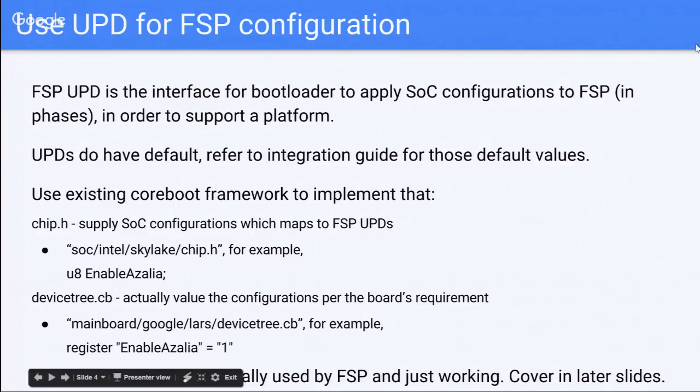But this is not complete, and those values are not automatically used by FSP and just working. There are backend functions doing the passing. So we'll cover that in the later slides when we talk about phases. Any questions so far?